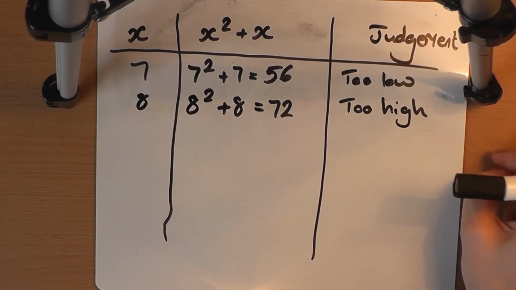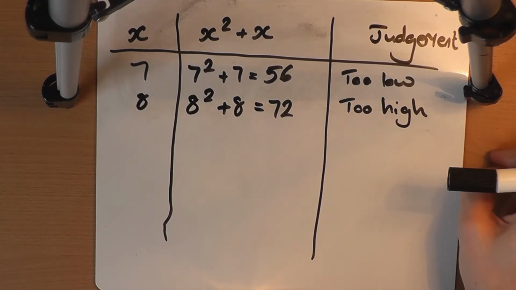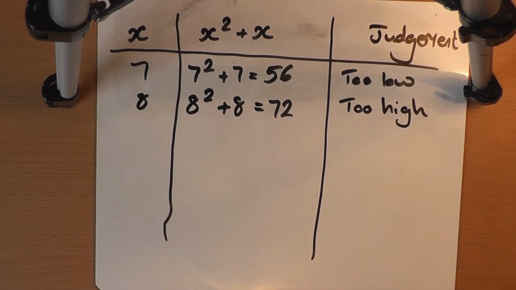So the value that we are going to try next is 7.5. If we go exactly halfway between, then we either limit ourselves to the top half of the numbers, because if 7.5 is too low, then we're looking between 7.5 and 8, or we're limiting ourselves to the bottom half of the numbers. If 7.5 is too high, then it must be between 7 and 7.5.